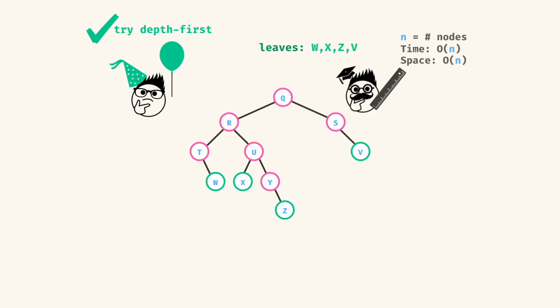If we say that n is the number of nodes, it's pretty clear to me that the time complexity is going to be O of n because I have to visit every node, right? So every node enters a stack once and leaves the stack once as well. We also have O of n space to store that stack itself.